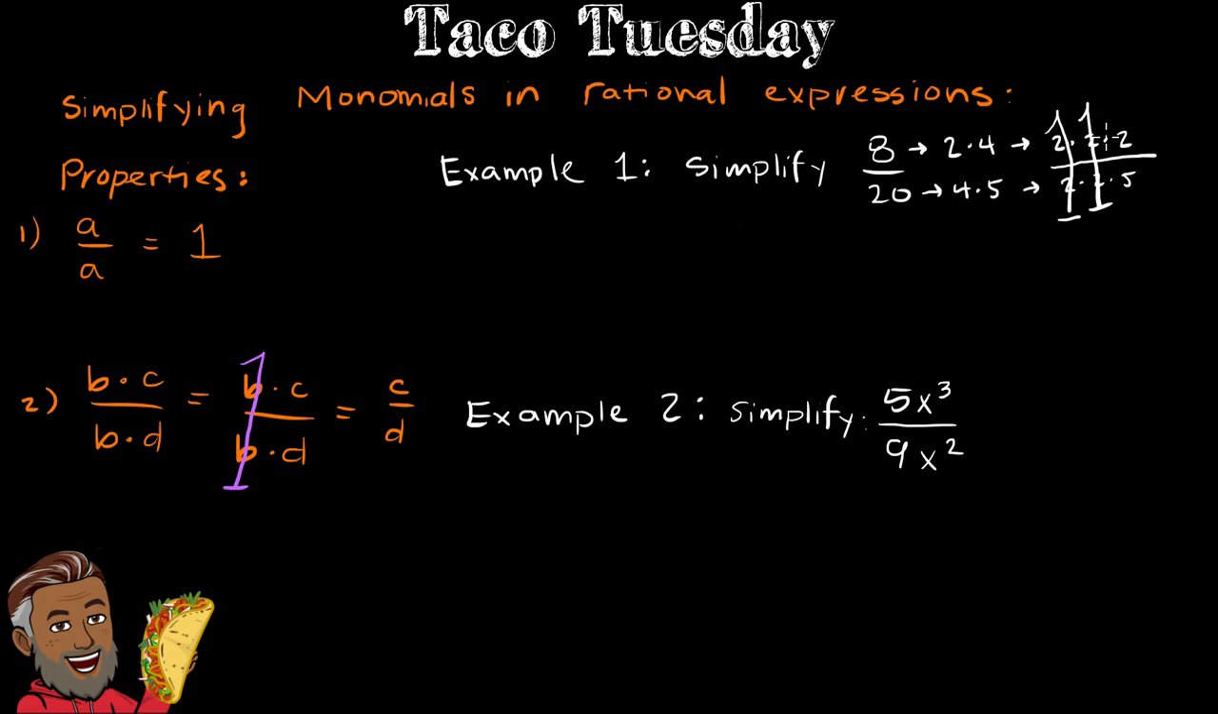On the top, we have 1 times 1 times 2, which is equal to 2. And on the bottom, we have 1 times 1 times 5, which is equal to 5. So this simplifies to 2/5. Now, this shouldn't be anything new. It might be review. It was seen last in fourth grade math, probably.